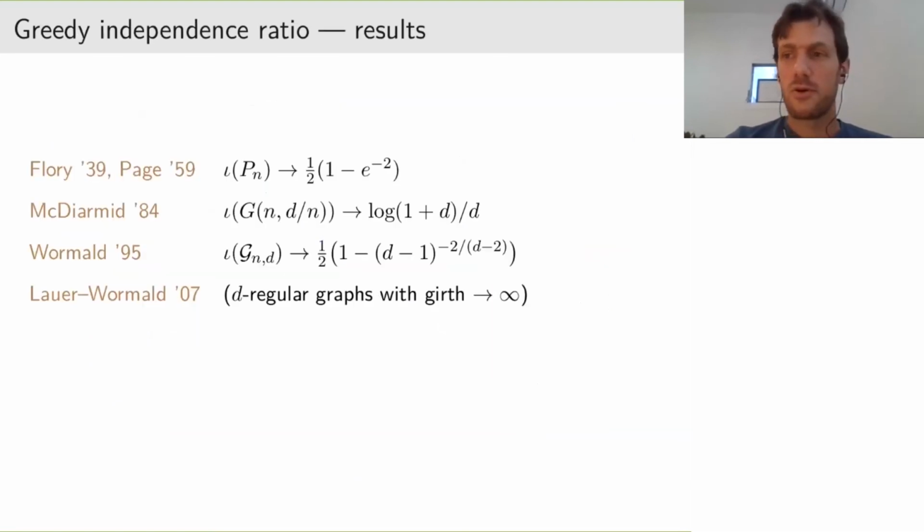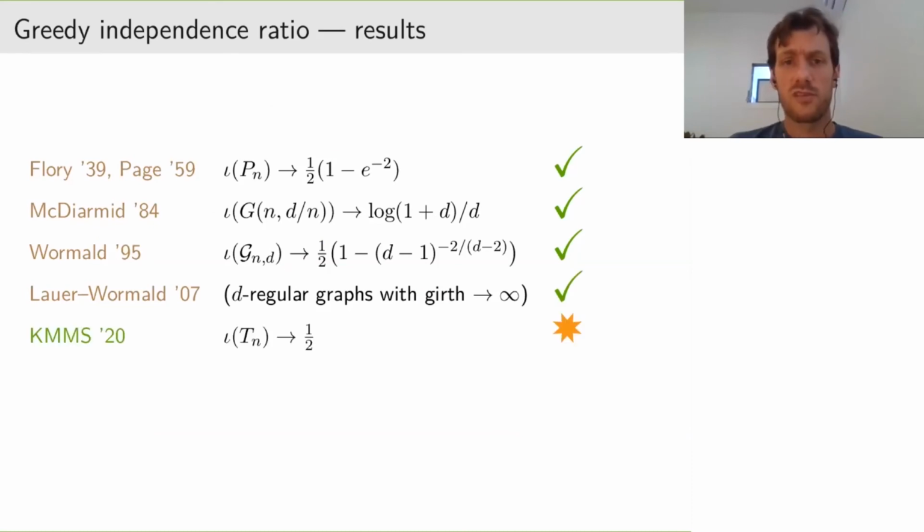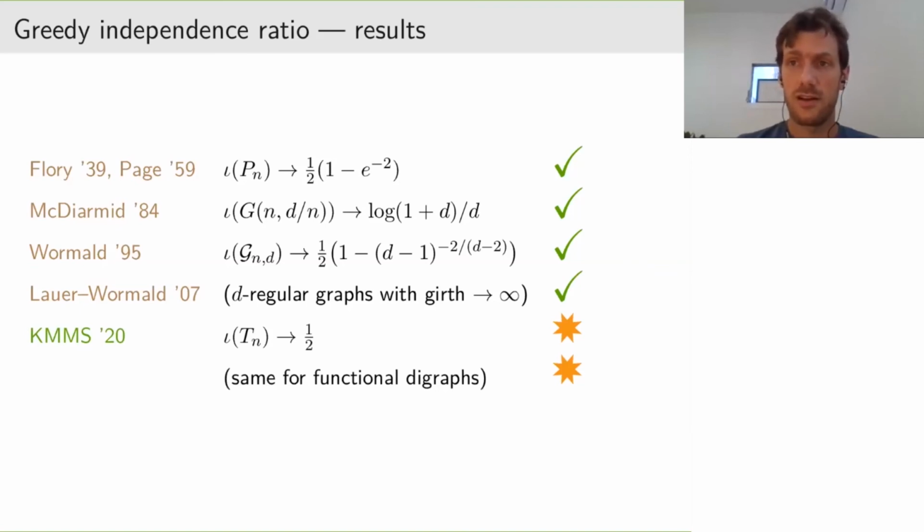Okay, so let me sum up our results. We have the result of Florian Page, we have the result of McDiarmid for binomial random graphs, the result of Wormald for random regular graphs. Here we have a neat probability generating function trick which allows us to skip the calculation of the ordinary differential equations that we obtain. And observing that the local limit of d-regular graphs with exploding girth is just the same as for random regular graphs, it's just a regular tree, we have this result as well. And we have a new result about random trees, which can be applied for random functional digraphs as well, one-out graphs.